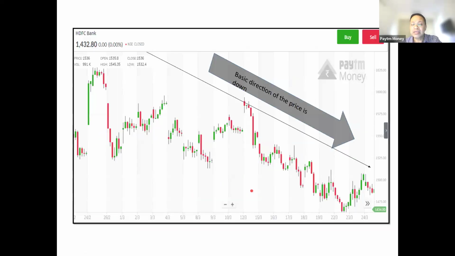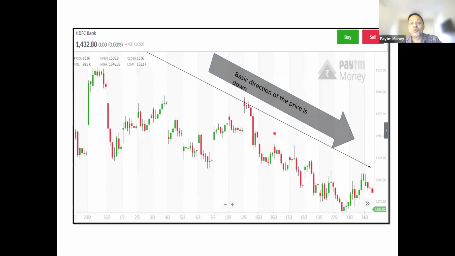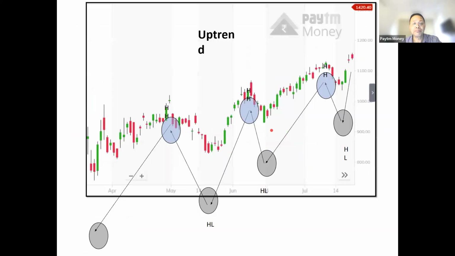This is what we know. This is a very old slide. So you know that this is a general direction. This is an uptrend. When we talk about the uptrend, the general direction of the trend is up. Very simple. So what is a downtrend? The basic direction of the price is down. Now, what is a technical definition?